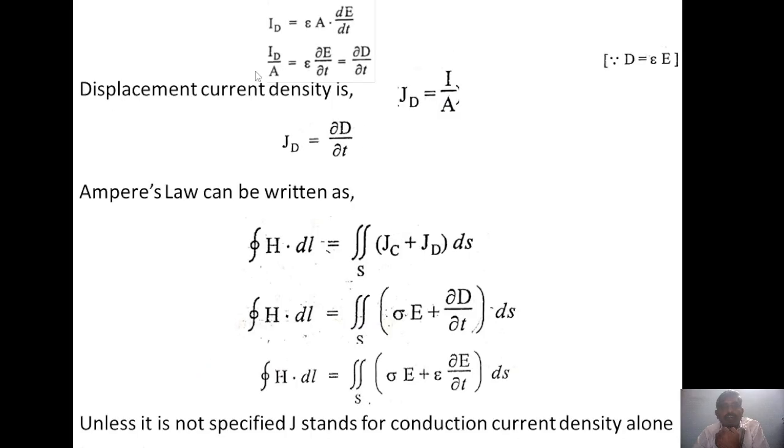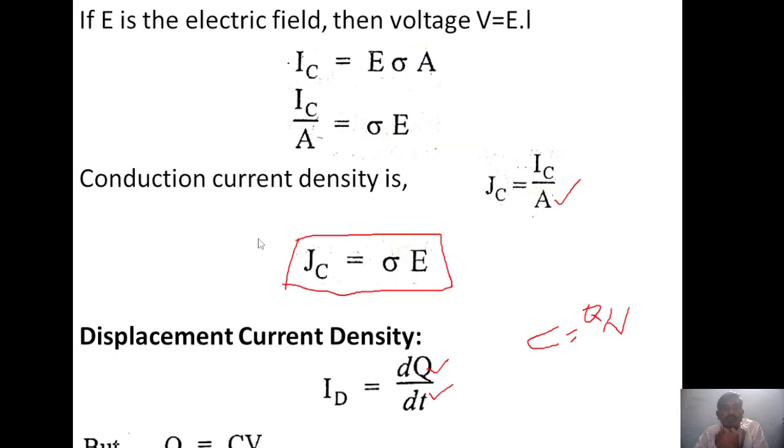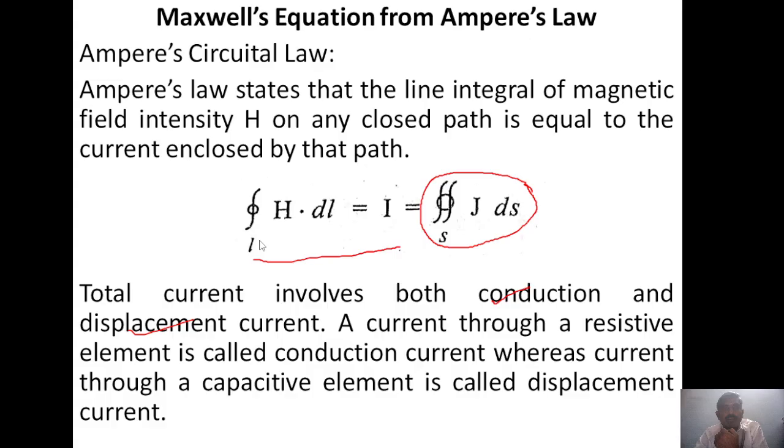The displacement current density is the current per area. So Id by A is equal to epsilon into dou E by dou t. We know the electric flux density D is equal to epsilon into E. So replacing that, the displacement current density Jd is equal to I by A, which is dou D by dou t. Now we apply all these things here, according to our concept, what we stated at the beginning.